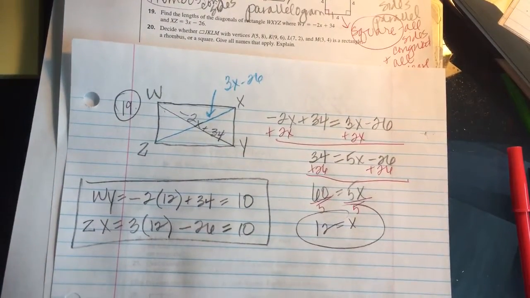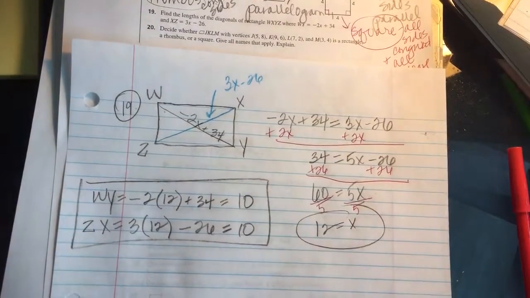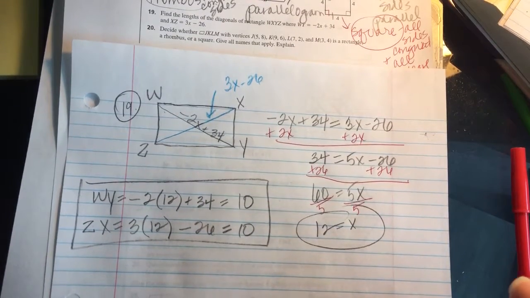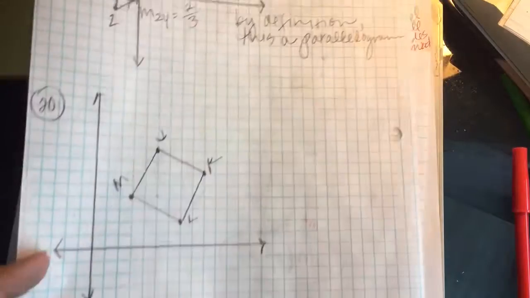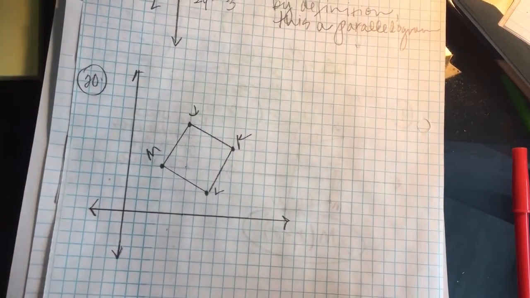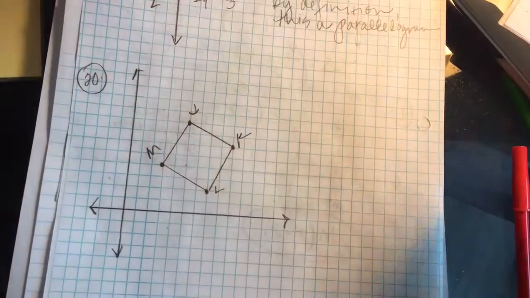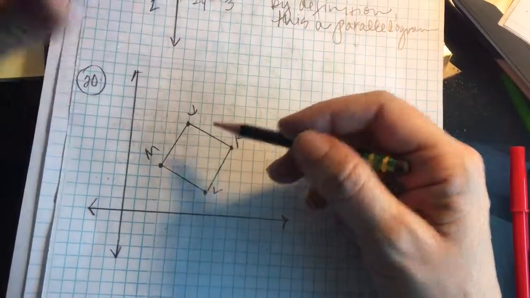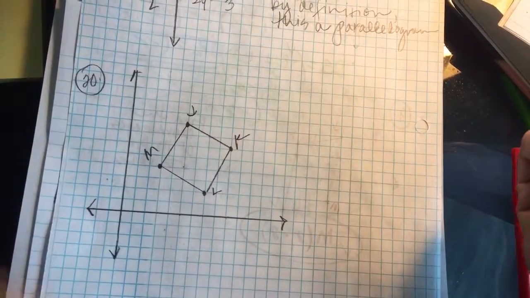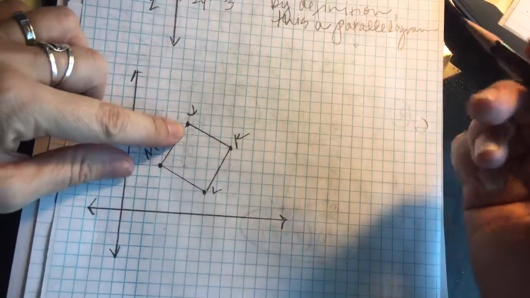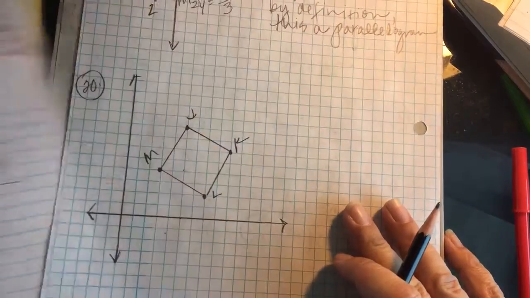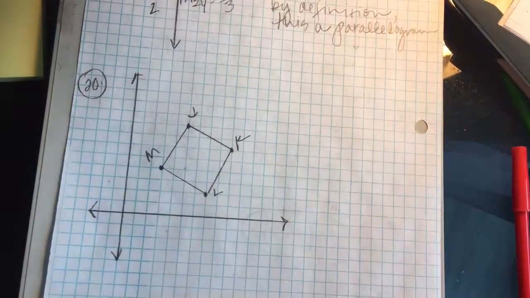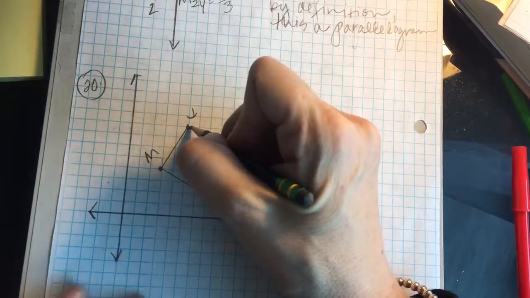Now, last but not least, for number 20, decide whether the parallelogram JKLM is a rectangle, rhombus, or square, and give all names that apply. Whenever there's an instruction like explain yourself or give the names that apply, you've got to cover all the aspects of the definitions. This appears to be a square. And if that's the case, then the first thing that I need to do is pull the distance formula on all 4 sides to justify that the lengths are the same.